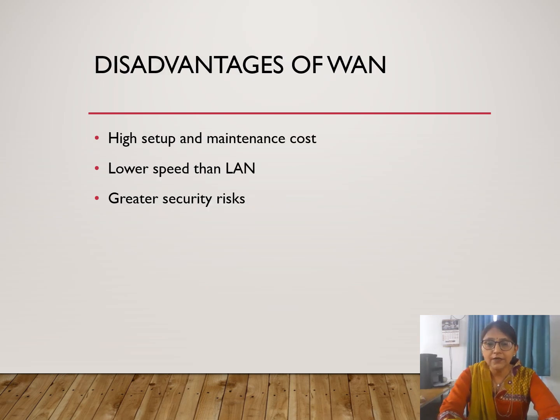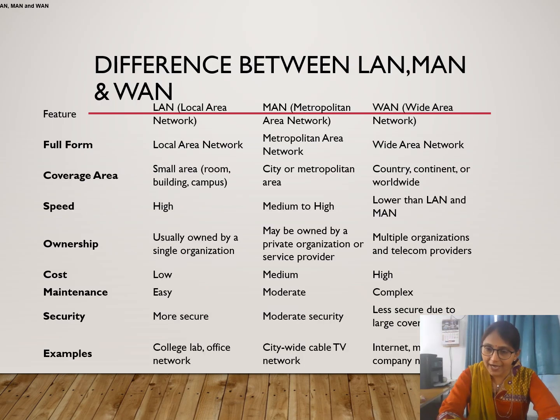Now what are the disadvantages? WAN has lower speed than LAN, because a maximum number of people can access the wide area network, so there is a problem of speed, as well as security risks and high setup and maintenance costs. We also require an administrator to manage our wide area network. These are the differences between LAN, MAN, and WAN.